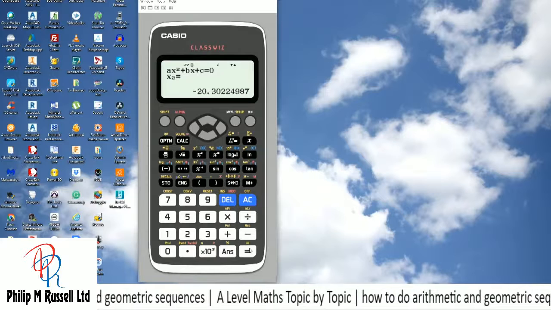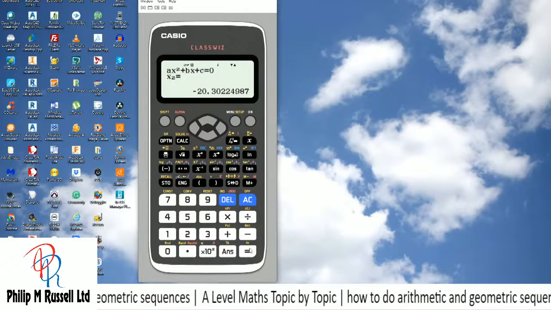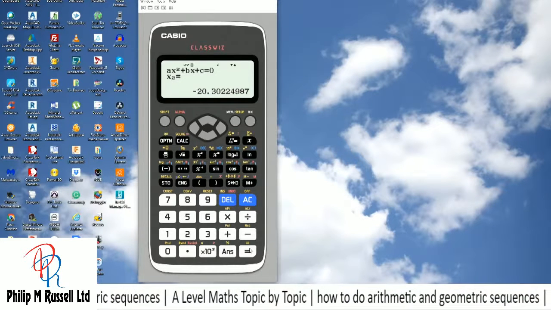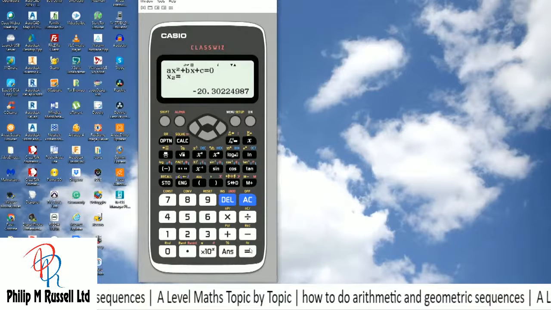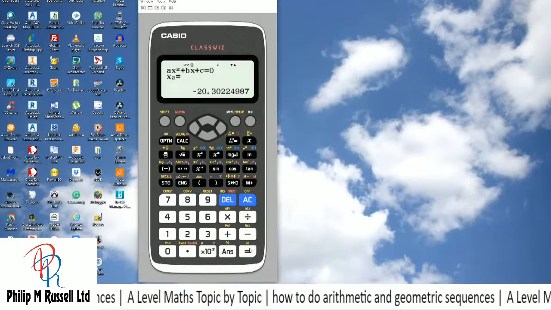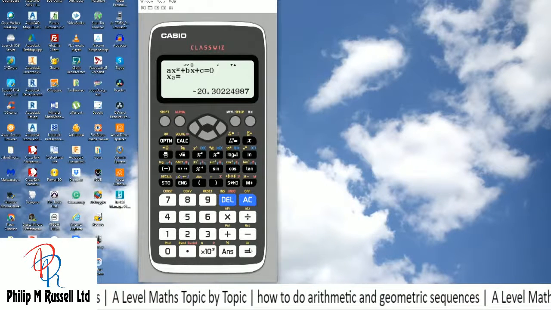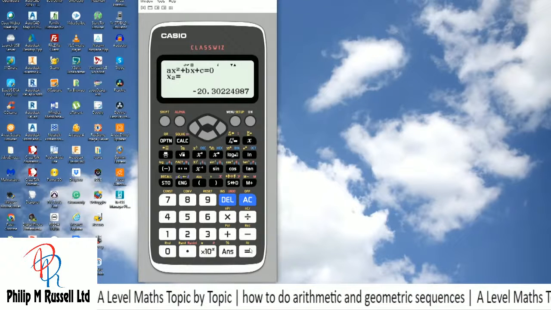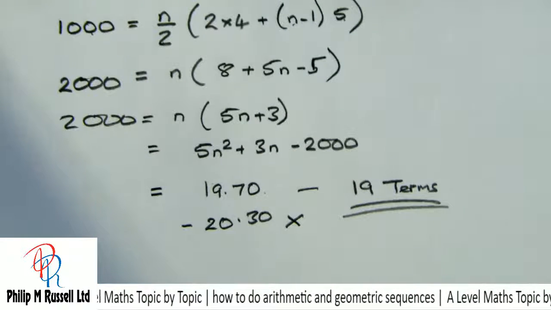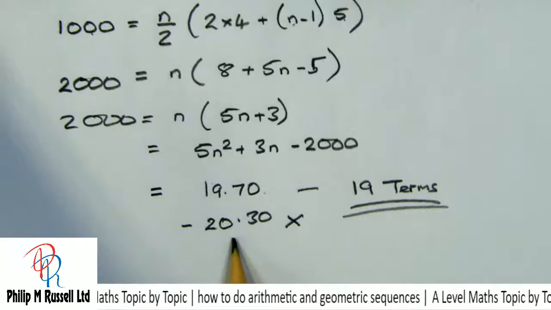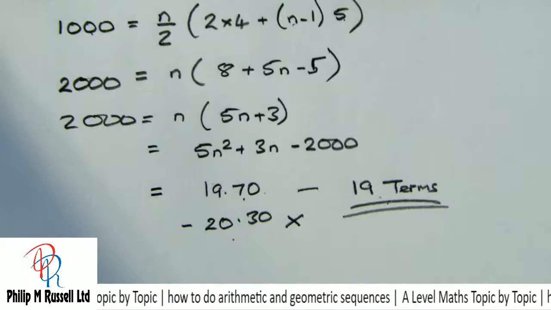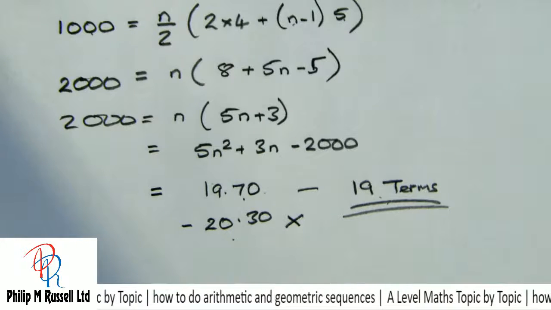So it's unlikely that I'm going to get this negative number. So we've got here 19.7 terms, which is going to mean that I'm going to get 19 terms to try and work out my answer. So we reject that one, we accept this one, and therefore it's going to be less than that one, so it's going to be 19 terms.